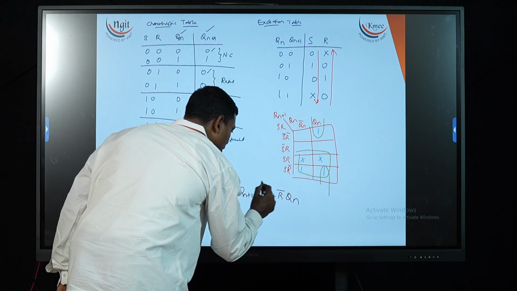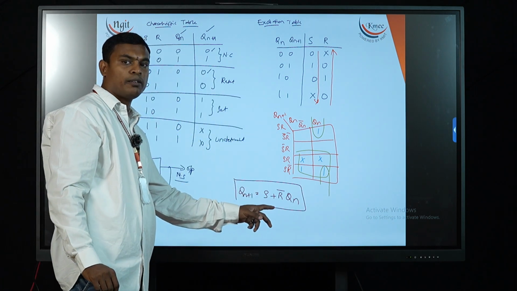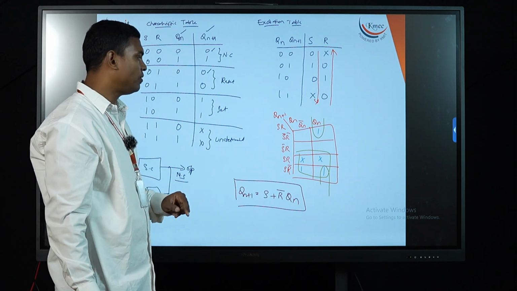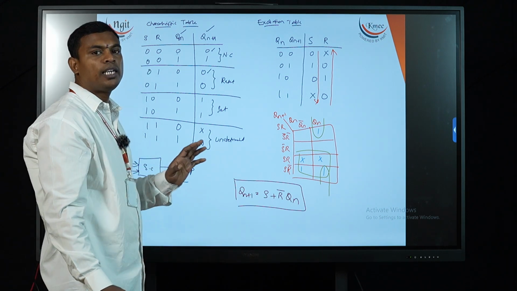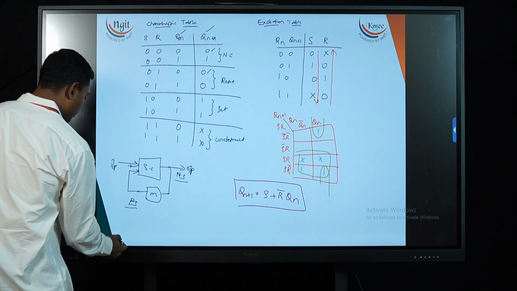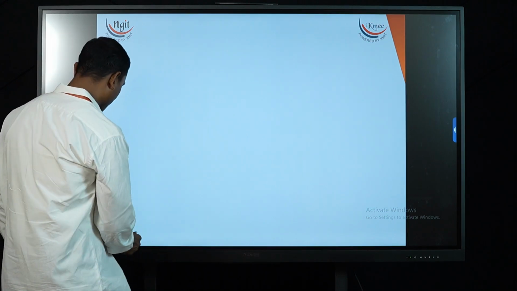So my Boolean expression for my SR flip-flop is Qn plus 1 is equal to S plus R bar Qn. Okay, this is what regarding the SR flip-flop. Let's get into one more flip-flop, that is D flip-flop.